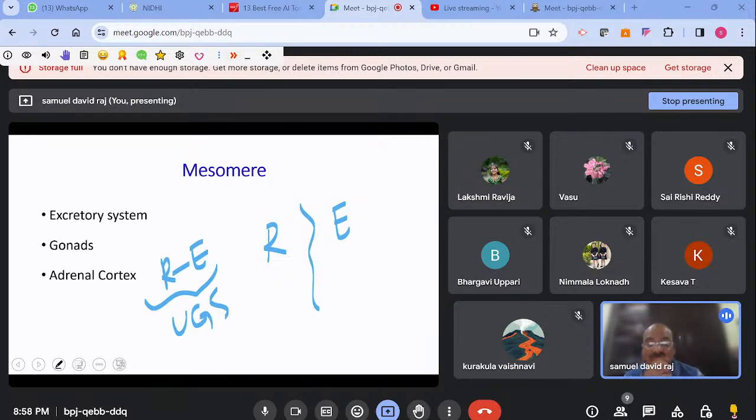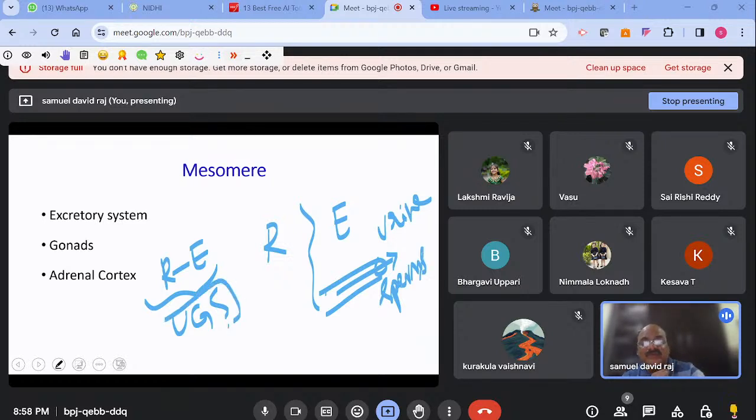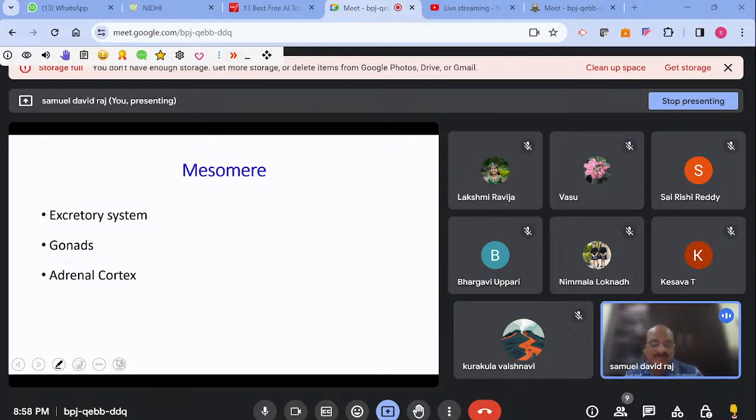Why do we call it the urinogenital system? The male copulatory organ is the only way for excretion and also for the transfer of sperms. So why is this happening? Because both the reproductive system and excretory system are derived from the same region of the mesoderm.